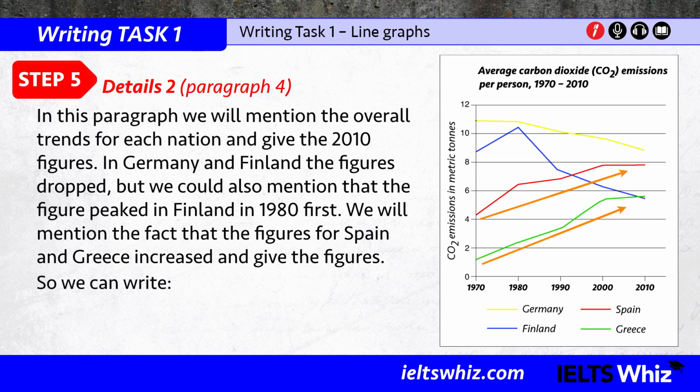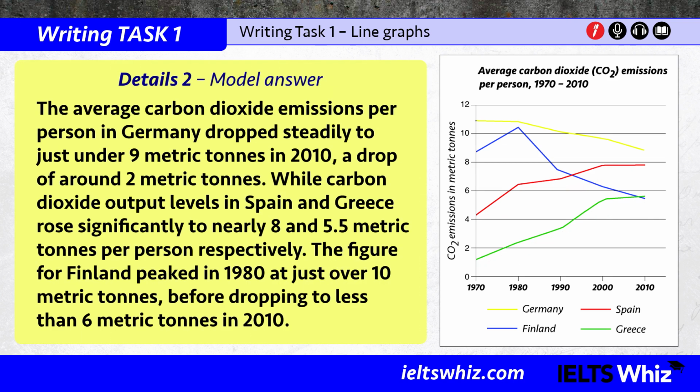So we can write, the average carbon dioxide emissions per person in Germany dropped steadily to just under 9 metric tons in 2010, a drop of around 2 metric tons. While carbon dioxide output levels in Spain and Greece rose significantly to nearly 8 and 5.5 metric tons per person respectively. The figure for Finland peaked in 1980 at just over 10 metric tons before dropping to less than 6 metric tons in 2010.